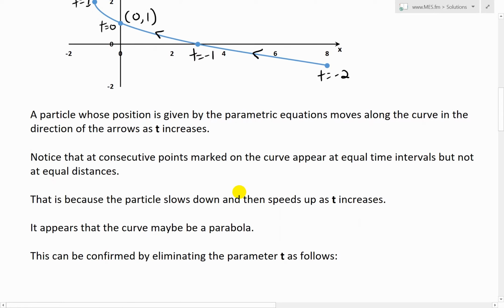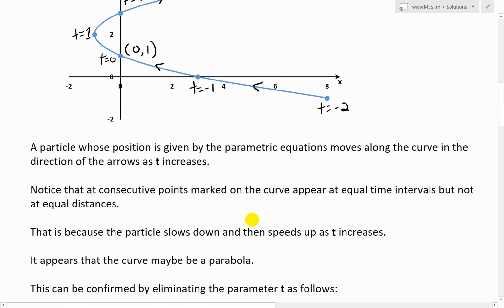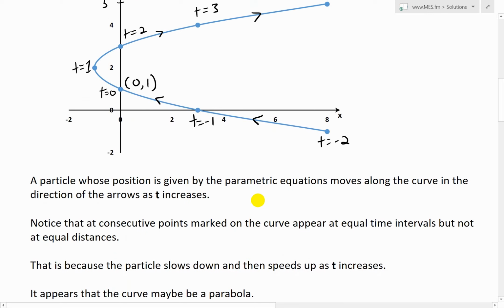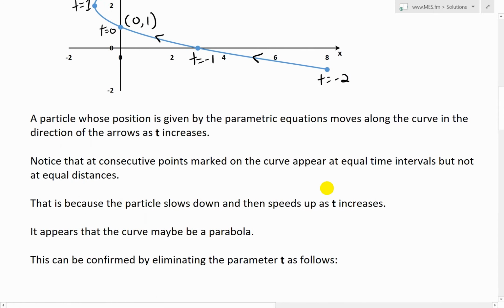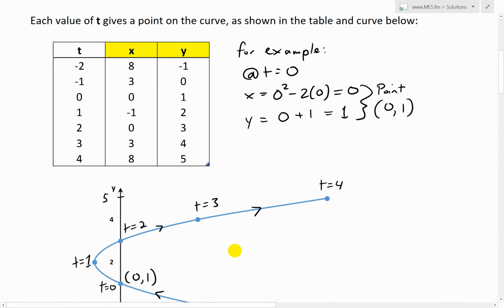And also, what's interesting about this curve is notice that consecutive points marked on the curve, so at t equals -2, -1, etc., appear at equal time intervals. So everything here is separated by 1 second or whatever the time unit is. So basically, the difference here, delta t, is equal to 1.